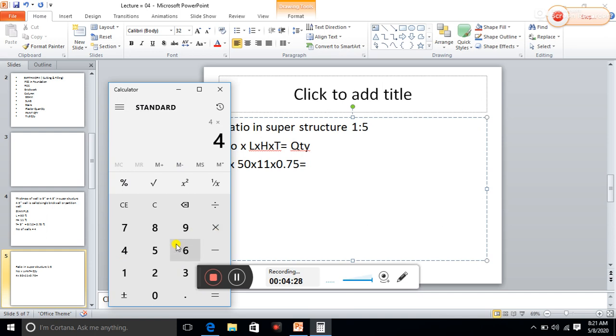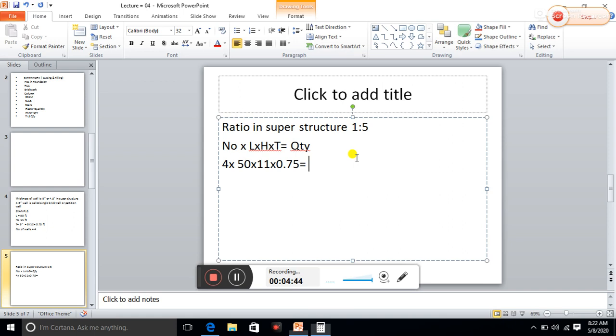So 4 multiplied by 50 multiplied by 11 multiplied by 0.75 is equal to 1650 cubic feet. This is the volume of walls. Now we will find the number of bricks. Please note these 3 points.